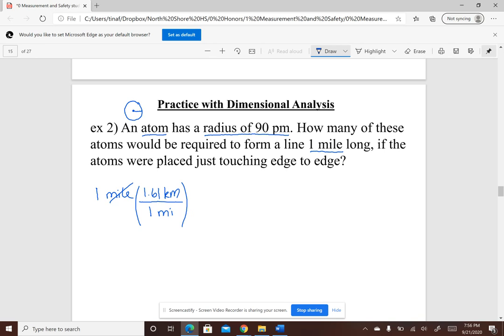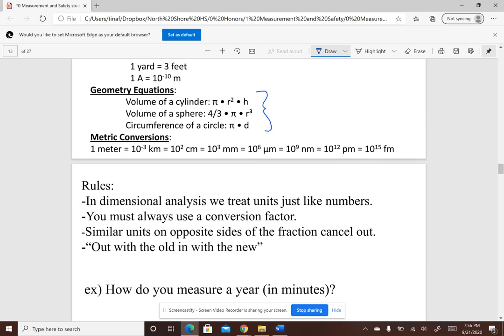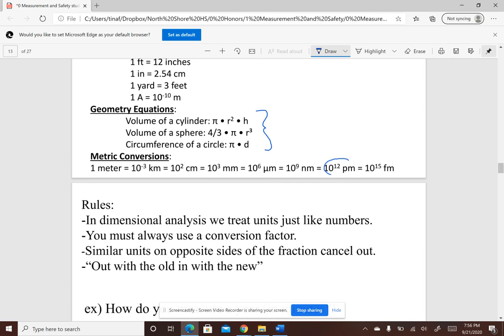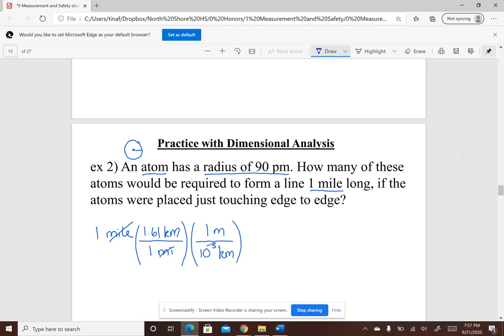So to get rid of kilometers and change kilometers to regular meters, I know that in 1 meter, there's 10 to the negative third kilometers. And again, guys, I'm just getting this from my conversion chart. These are ones that you should have memorized already. Now we haven't really looked at units that are really, really small, but picometers is right here. So I know that 1 meter is equal to 10 to the 12 picometers. So that can be my next conversion factor.